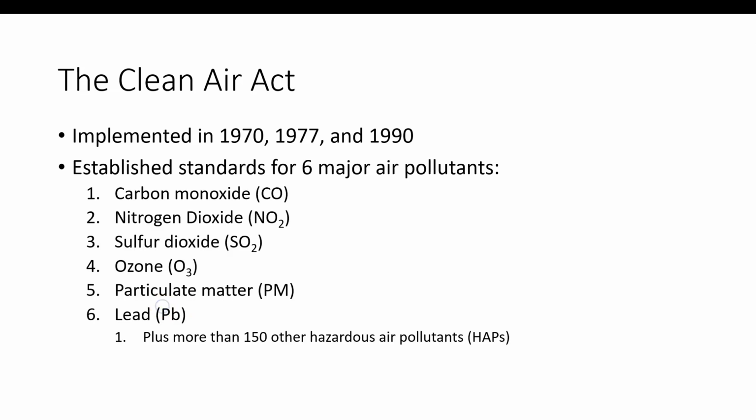All right, so let's talk about the Clean Air Act first. The Clean Air Act was implemented initially in 1970, but it received updates in 1977 and 1990, and then probably some smaller cleaning up of the Clean Air Act amendments and the legal jargon fairly frequently. Basically, what it did is establish air quality standards for six major air pollutants: carbon monoxide, nitrogen dioxide, sulfur dioxide, ozone, particulate matter, and lead. Plus, lead goes under those hazardous air pollutants, the HAPs we talked about before.